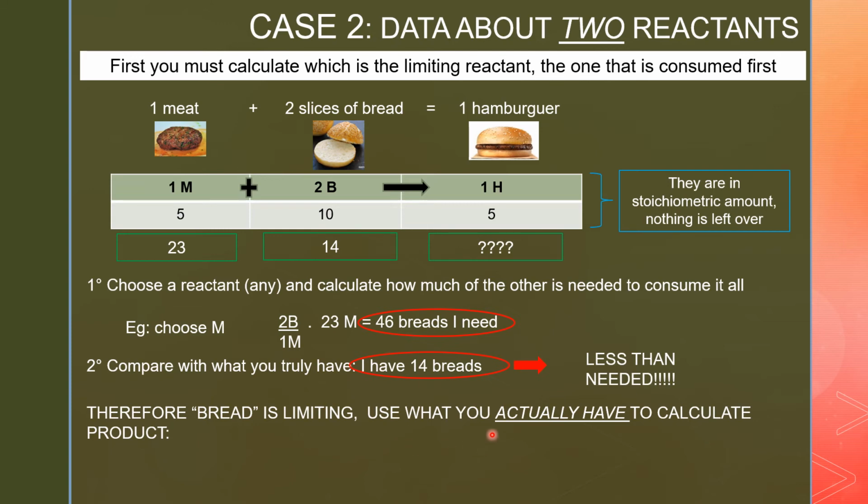So now I can use what I actually have of this reactant to calculate the product. I know that 1 hamburger comes from 2 breads. If I have 14 slices of bread, I can only make 7 hamburgers. And of course, I will have many meats left over.